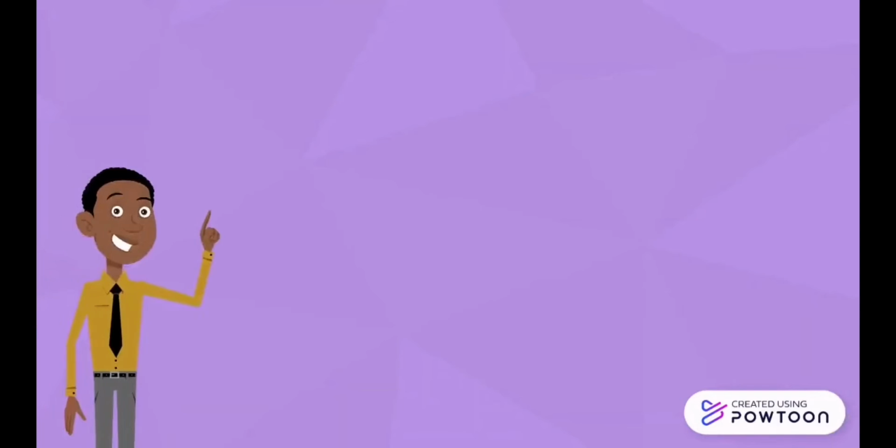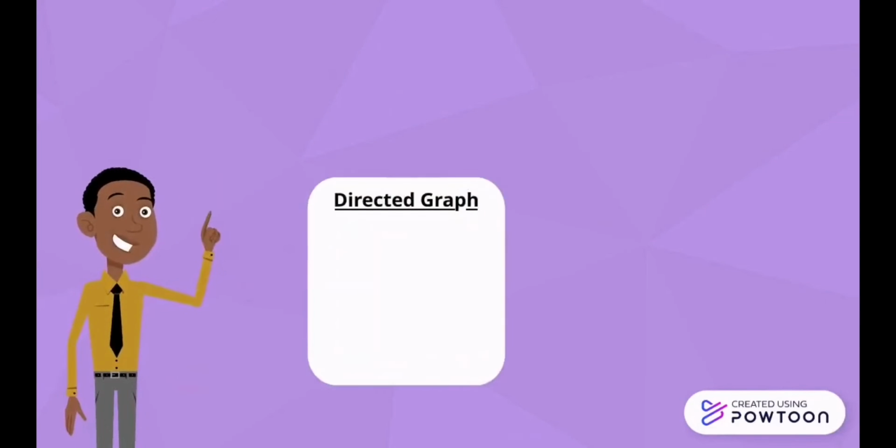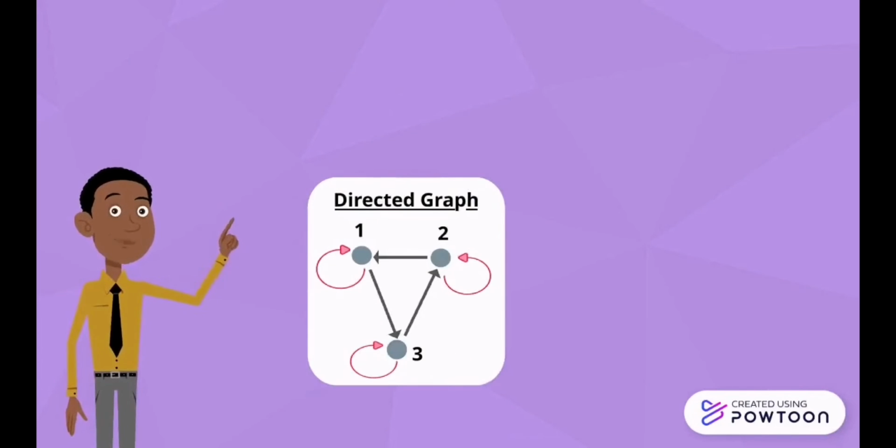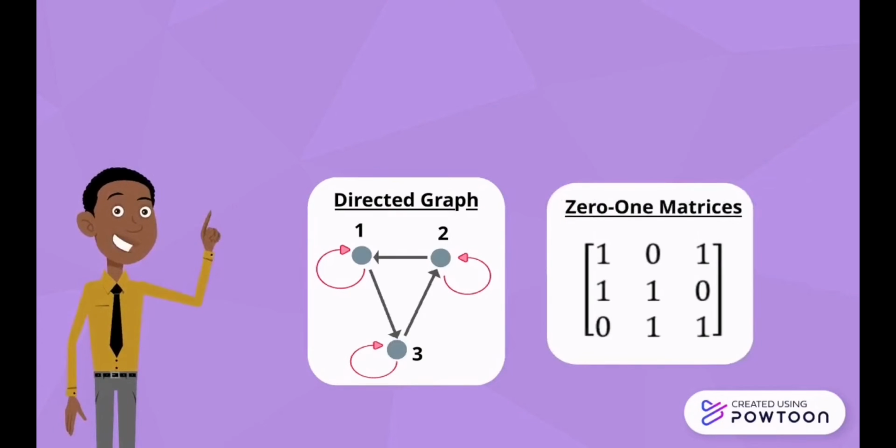It will be easier to understand this by drawing a directed graph and a 0, 1 matrix. A relation is reflexive if each vertex of the elements in the set has a loop. A relation also is reflexive if the highlighted diagonal of the 0, 1 matrix all contains 1.